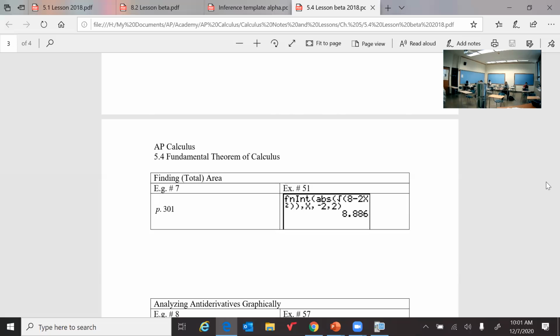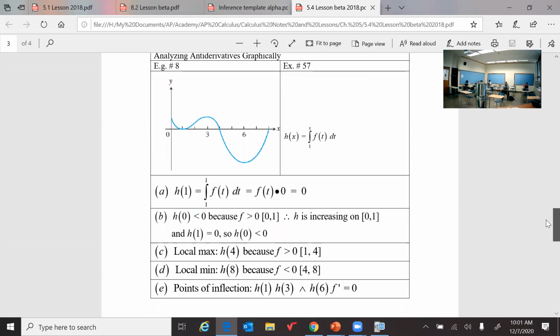Now, 8 is more important. In fact, it's very important. And you notice this so far, that the assessments are heavy on pictures. Well, you're not going to bluff your way through a picture course. You have to understand concepts of what's being asked. So here's what we got. H of x is the integral from 1 to x of f of t dt.